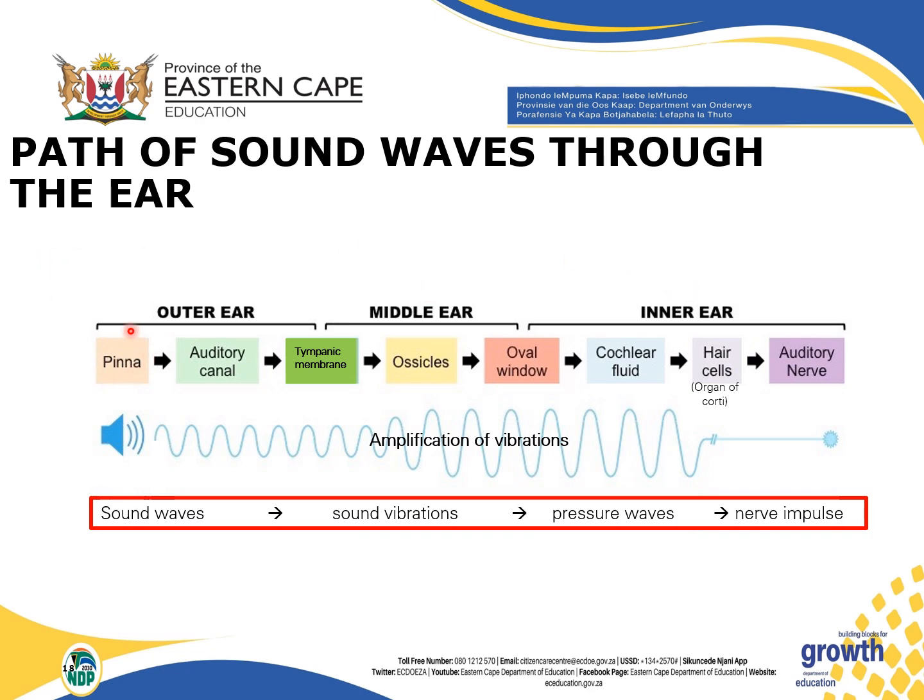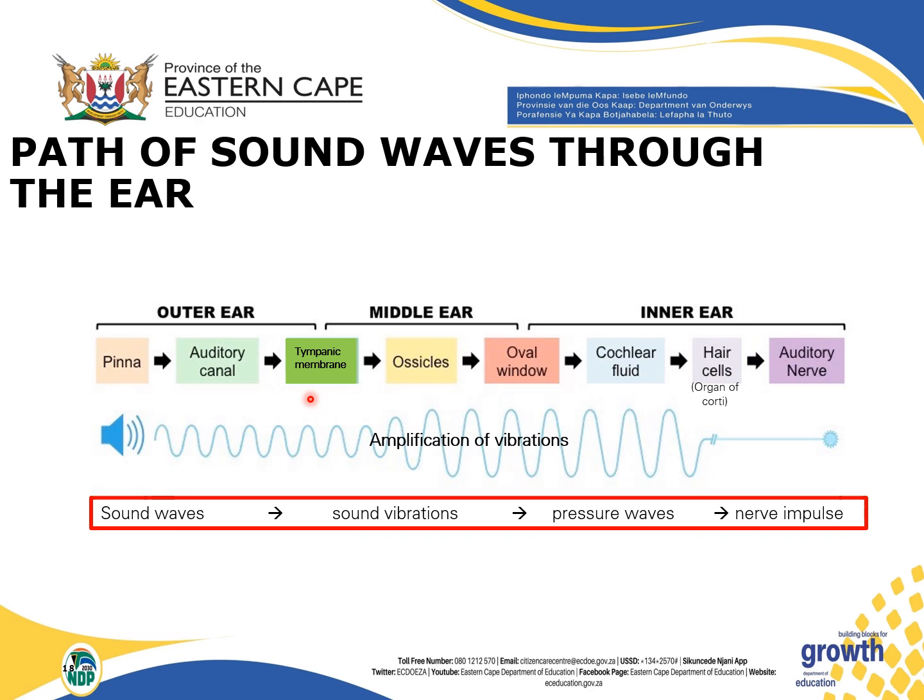In the outer ear, it is the pinna that collects the sound waves from the environment and channels them into the auditory canal. The auditory canal conducts the sound waves towards the tympanic membrane, and these sound waves cause the tympanic membrane to vibrate. So the sound waves are converted into vibrations of the tympanic membrane. The tympanic membrane is the start of the middle ear.